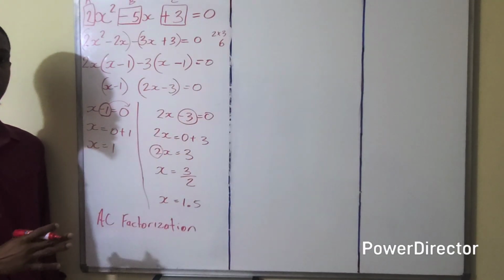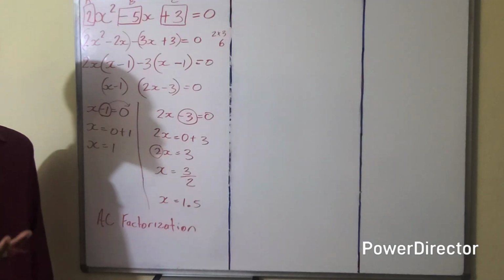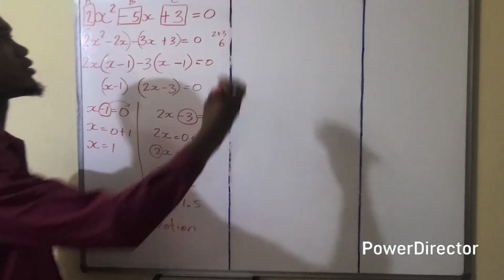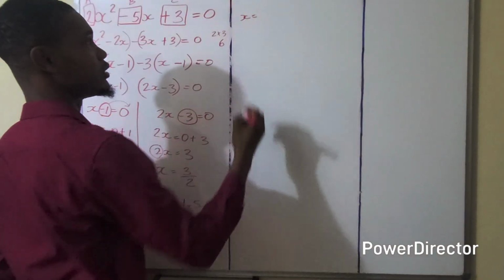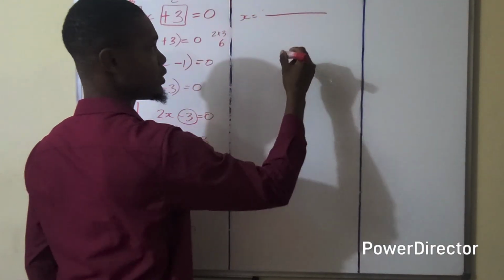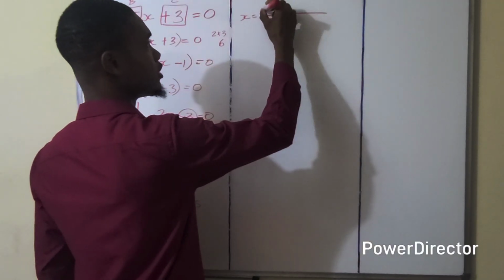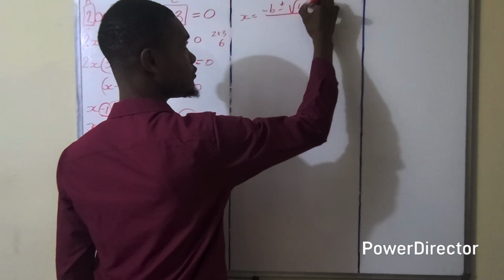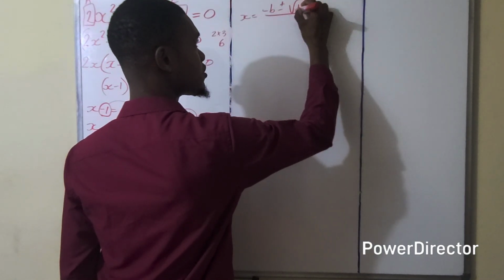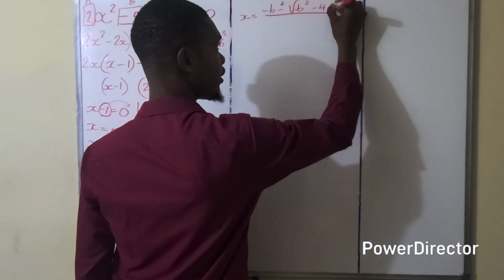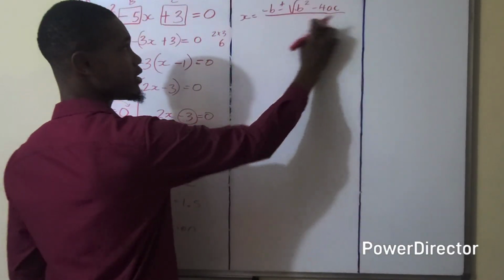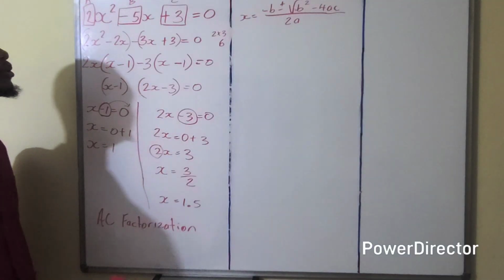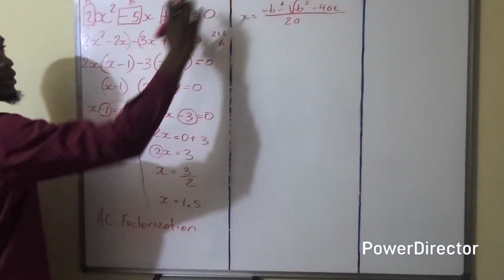So that's AC factorization. Now you can also solve equations using the quadratic formula. And the quadratic formula is where we write the letter x equals, and there's always a fraction part. So it's minus b plus or minus the square root of b squared minus 4ac, all divided by 2a. Now, it's the same formula, the same labeling that you use.